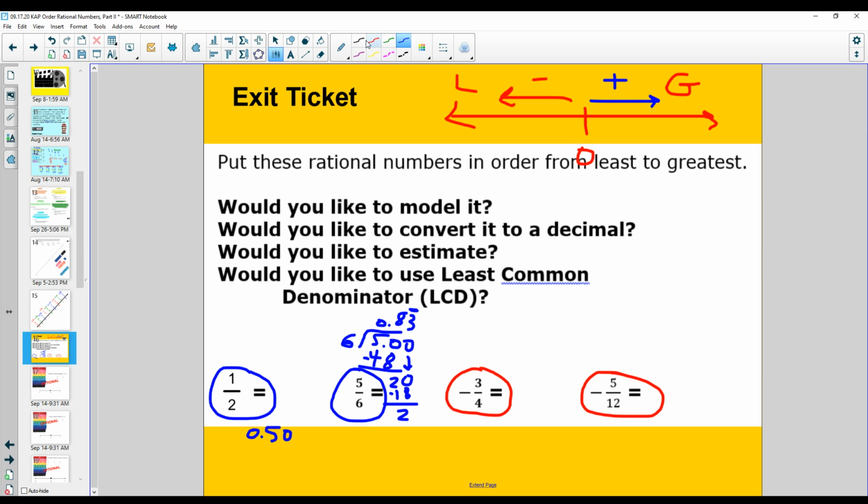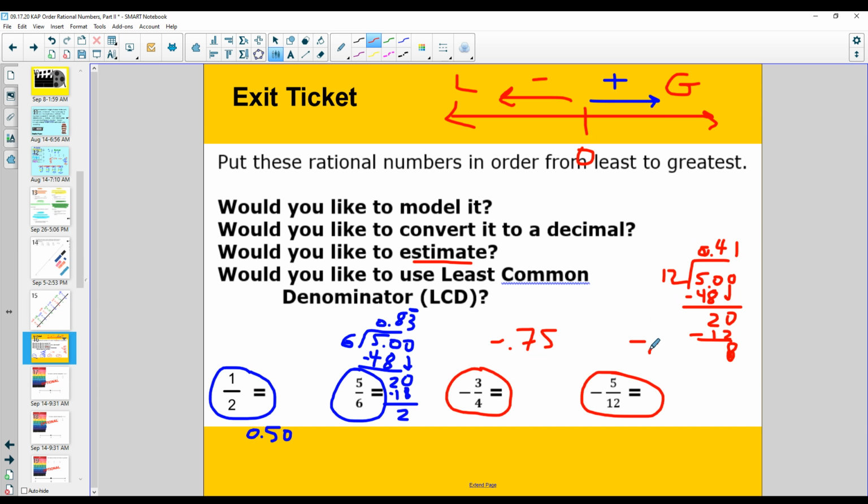We've done 3/4 earlier. That was 0.75, so it's negative 0.75. And if we do 5 divided by 12, I'll be honest, I do not know what 5 divided by 12 is. So let's see, 5 divided by 12. 12 goes into 5 0 times, annex a 0. 12 goes into 50 4 times, which is 48. 50 minus 48 is 2. How do I get rid of the remainder? Annex a 0. 12 goes into 20 1 time, and the remainder is 8. We're going to stop right here because we are estimating. So this would be a repeating decimal, but we're just going to say it's 0.41 for now.